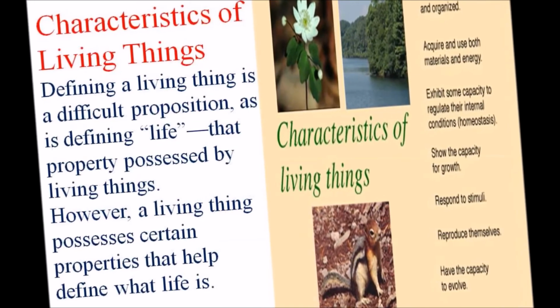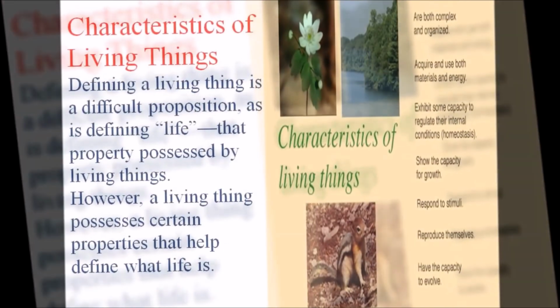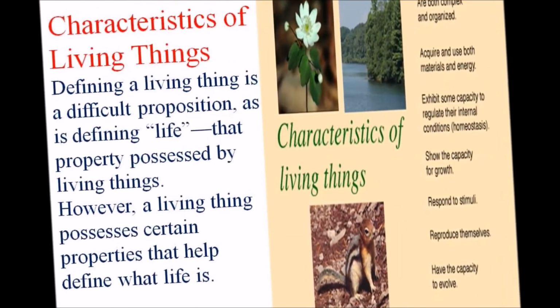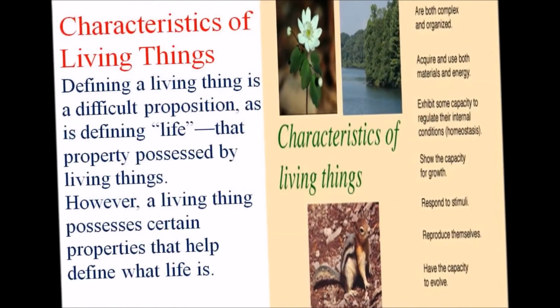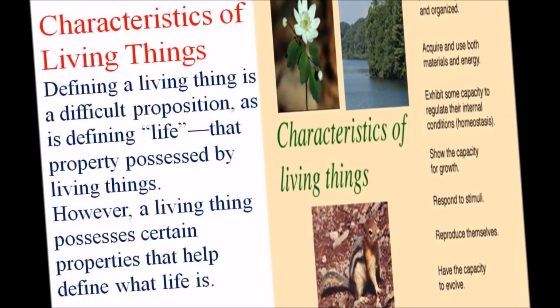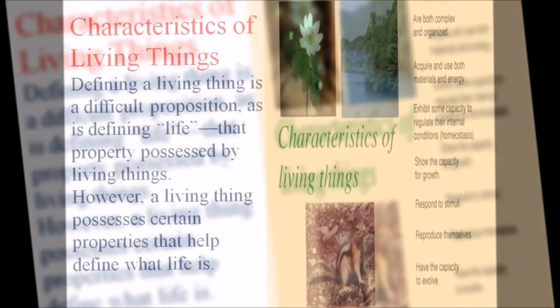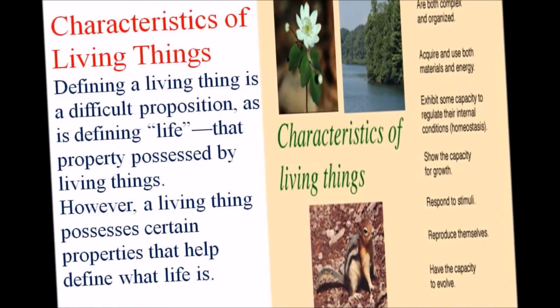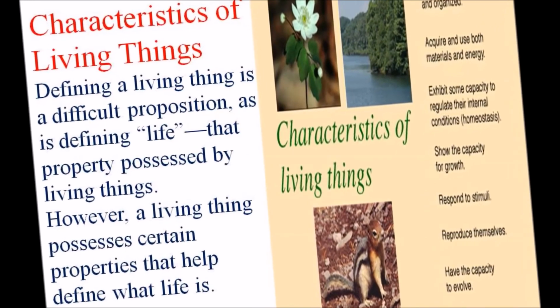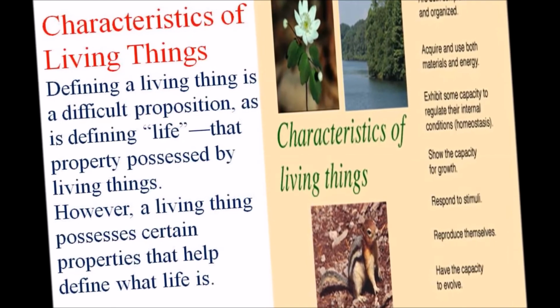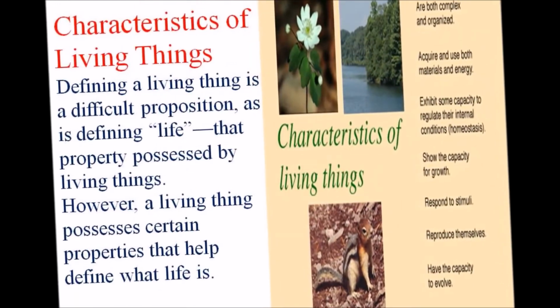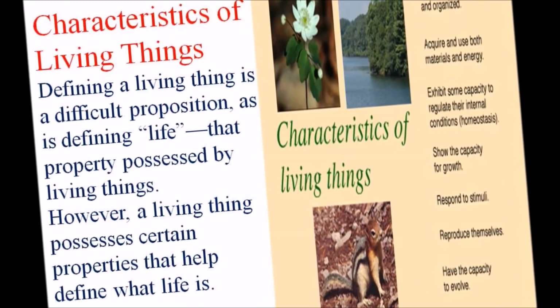the characteristics of both animals and plants. They are both complex and organized. They acquire and use both materials and energy. They exhibit some capacity to regulate their internal conditions. They show the capacity for growth. They respond to stimuli, reproduce themselves, and have the capacity to evolve. So the main characteristic here is they respond to stimuli.